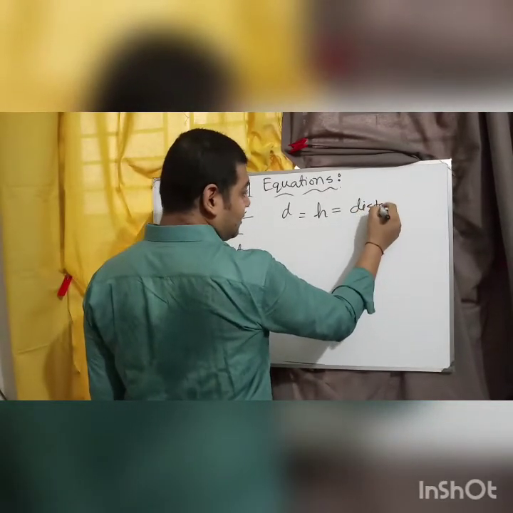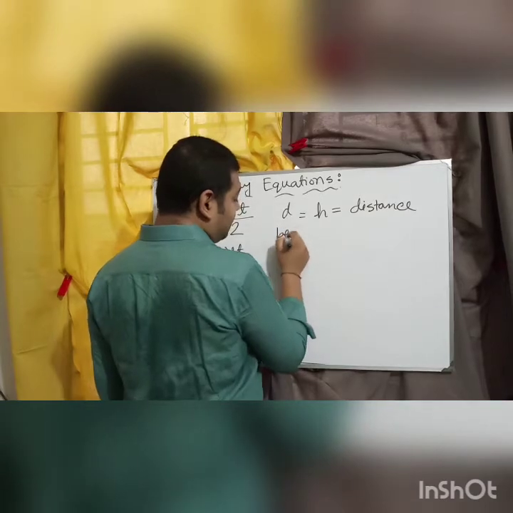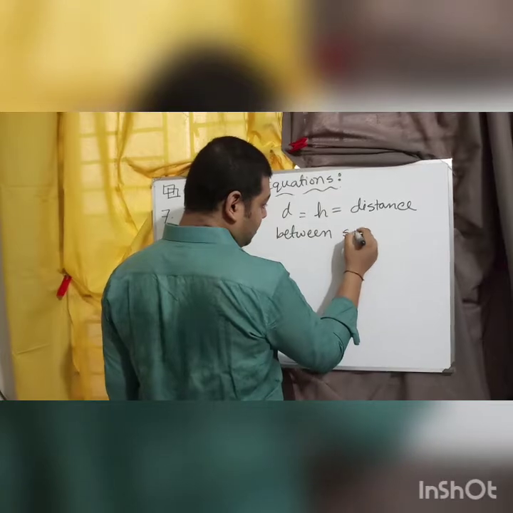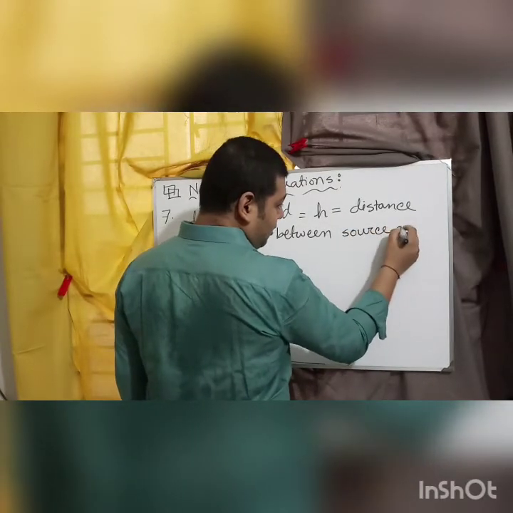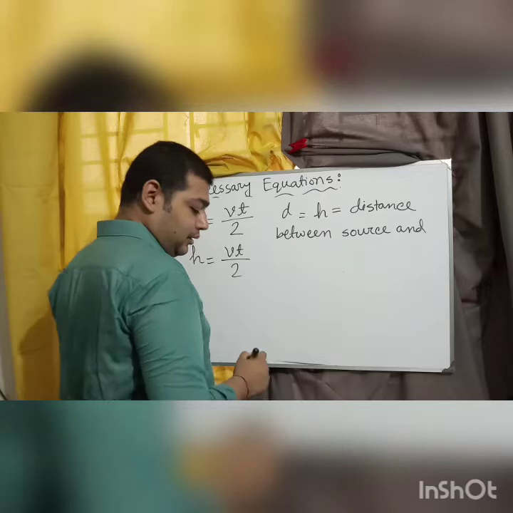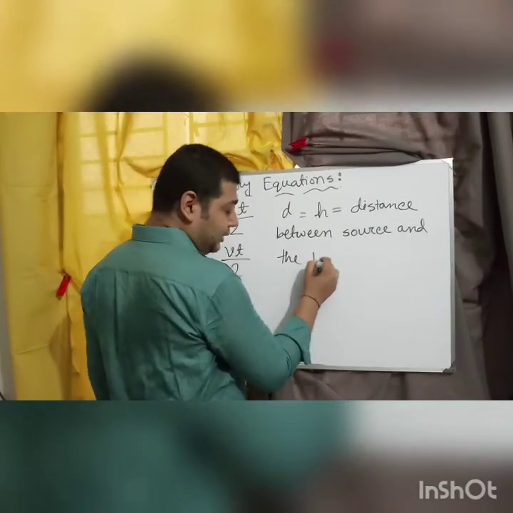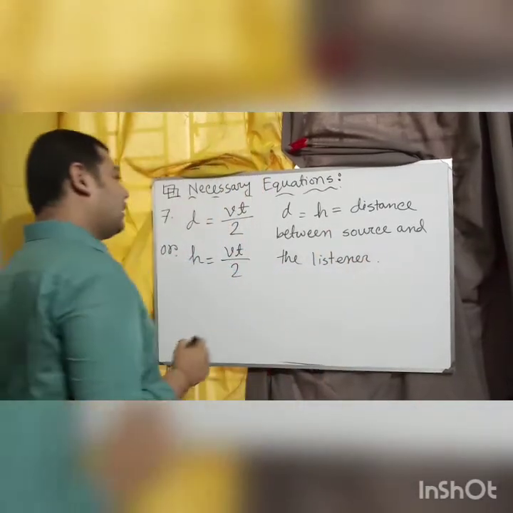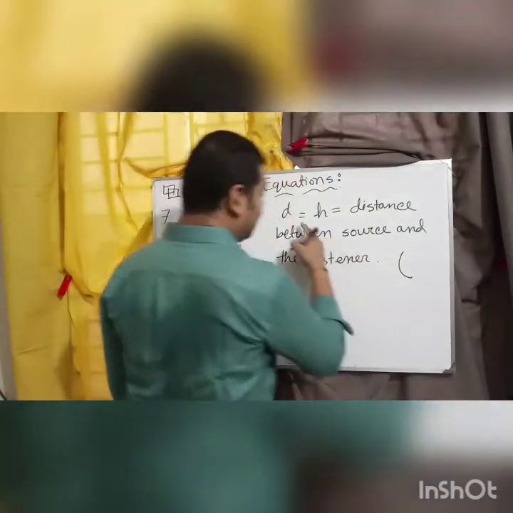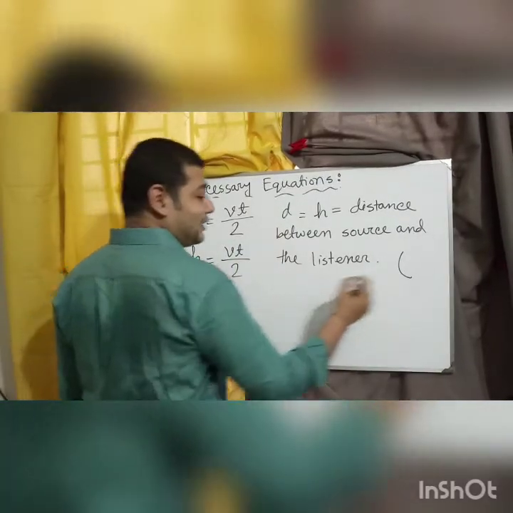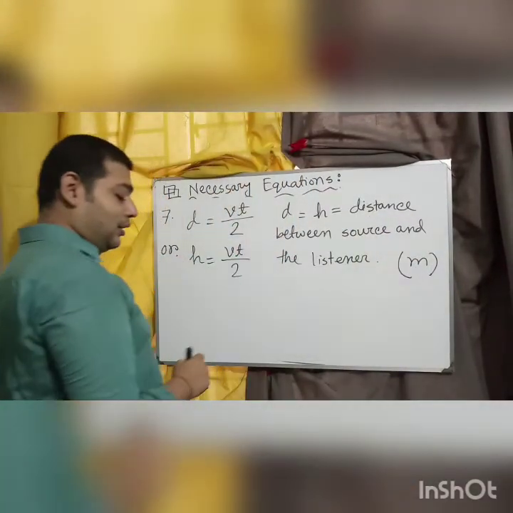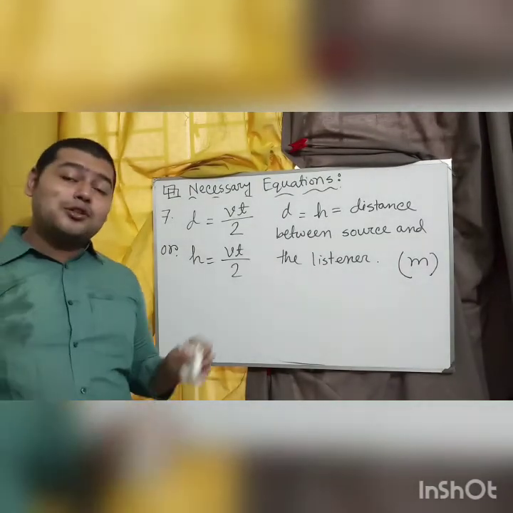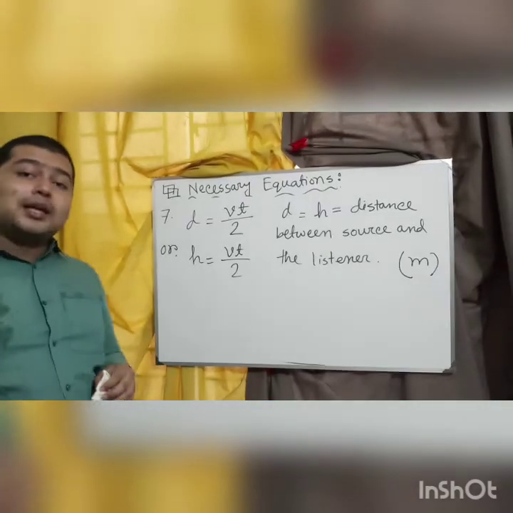Distance between source and the listener. And the unit of d is also meter, because it is also a distance. Okay, so this is our necessary equation to solving the problem on this chapter.